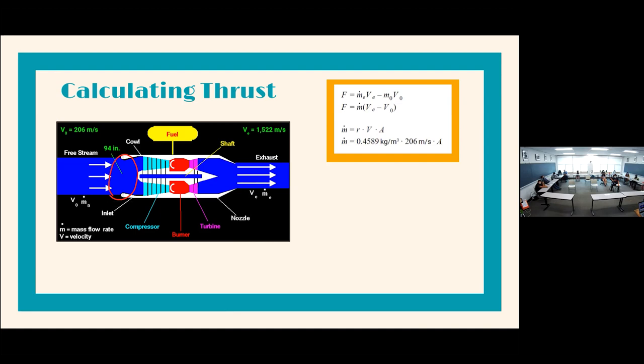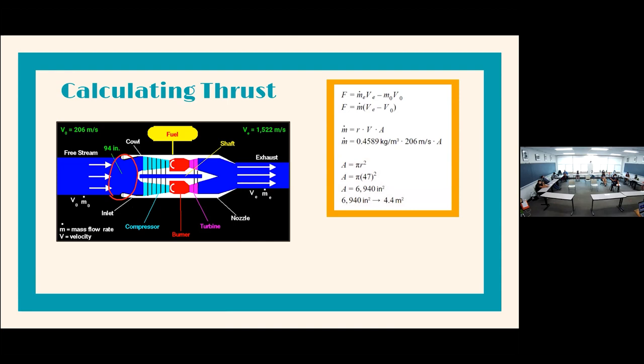The air density was found earlier by Abby, which was 0.4589 kilograms per cubic meter. The velocity was predetermined, and now we have to find the area of the inlet. Since the inlet is circular, we can use the formula pi r squared to find the area. Here you can see that the diameter is 94 inches. We divide that by 2 to get a radius of 47 inches. And when we plug that in, we get a total area of 6,940 inches squared.